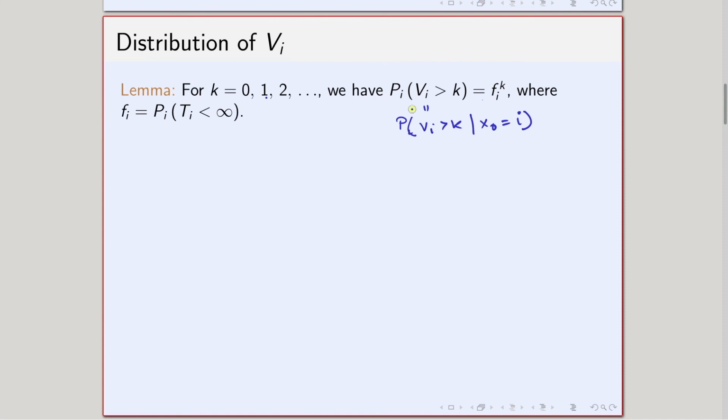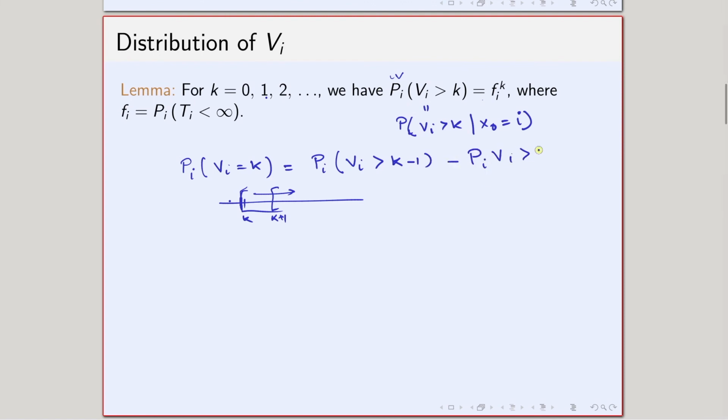This is basically the distribution of V_i, and notice that if I know this quantity for all values of k, I know all kinds of probabilities for V_i. For example, I can easily calculate the probability that V_i equals k. If this point is k, then I have to take the probability on this side minus the probability at k plus 1. That means it is the probability that V_i is greater than k minus 1, minus the probability that V_i is greater than k.